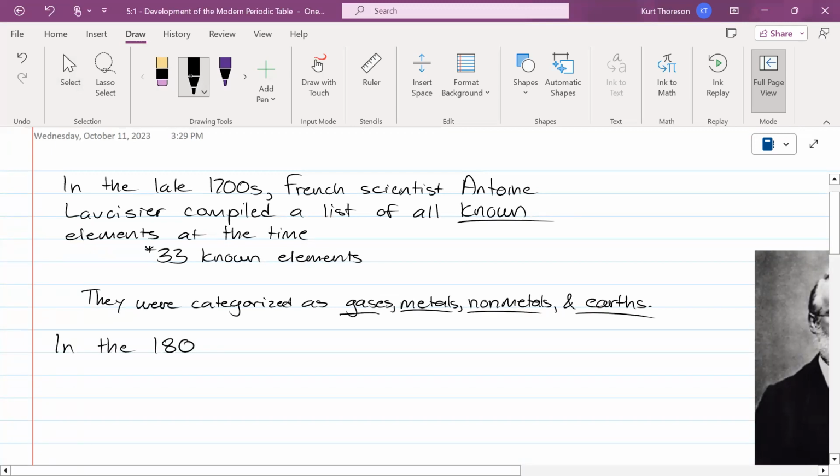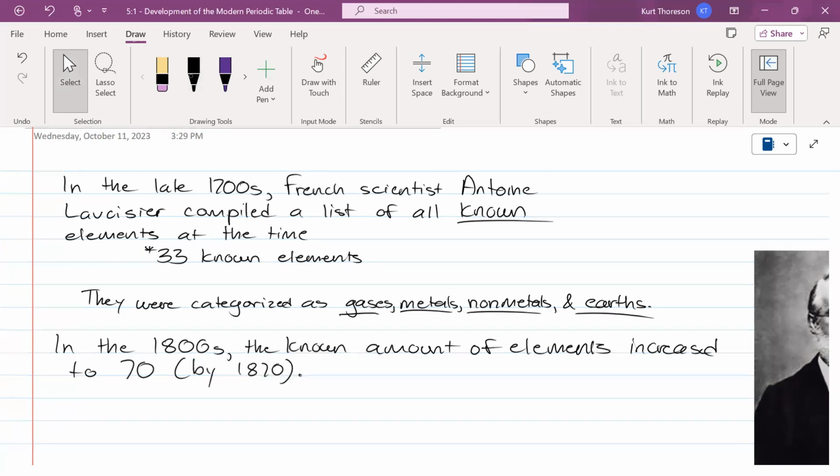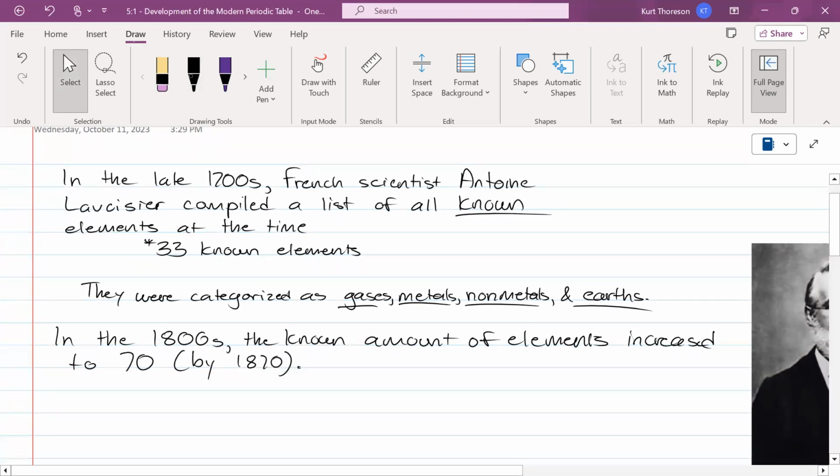In the 1800s, the known amount of elements increased to 70. And this was by 1870. No coincidence, or it's just a coincidence. So by 1870, we had 70 elements. And this was due to the invention of electricity. With electricity, you can do chemical reactions, and you can create elements from other elements. And so we jumped up from 33 to 70. This became a headache. You got to organize them.